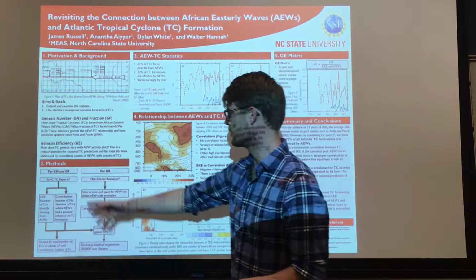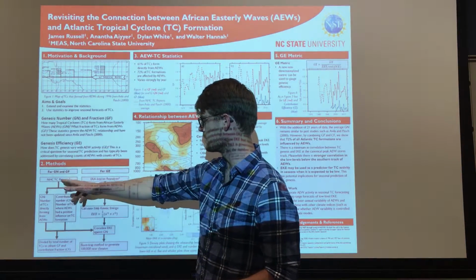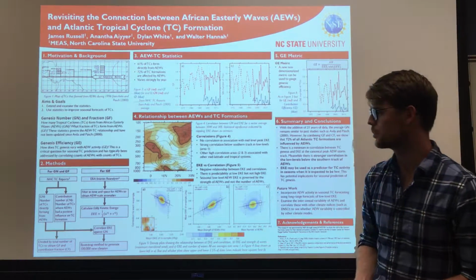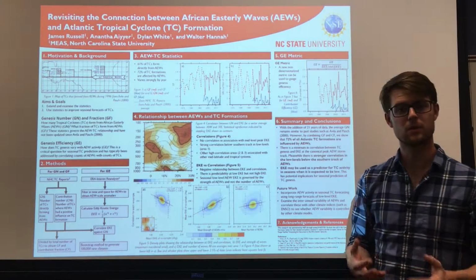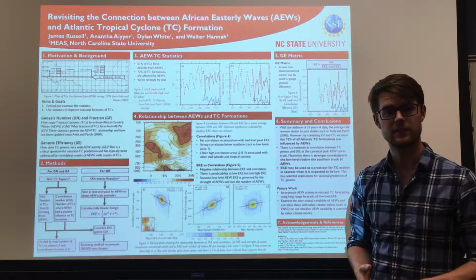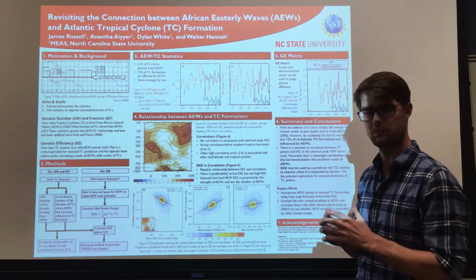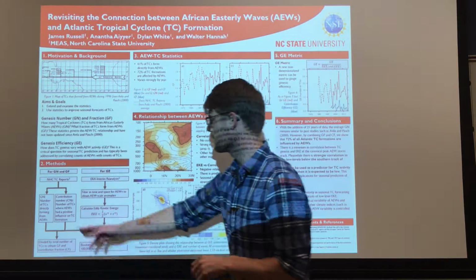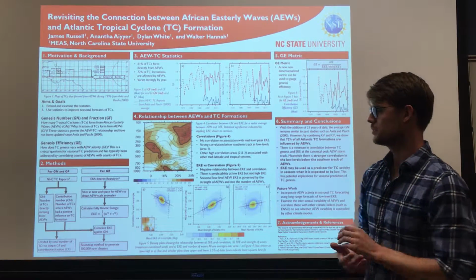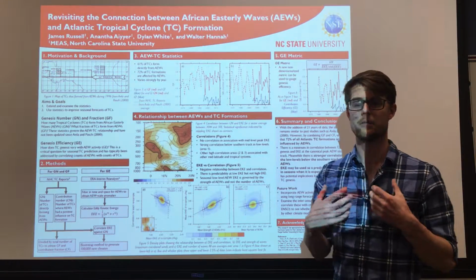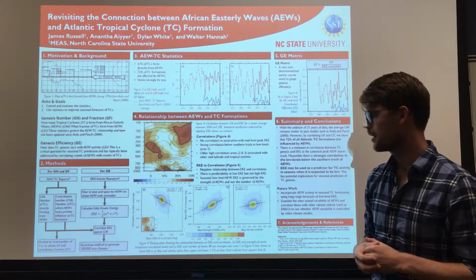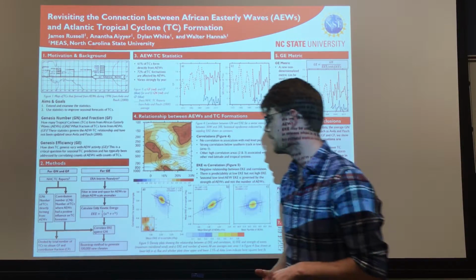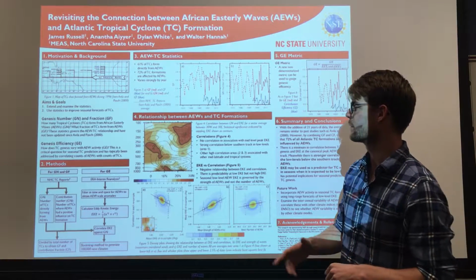So what we're going to do is define a number of numbers, and these are all derived from the National Hurricane Center tropical cyclone reports. First is the genesis number, which is the number of tropical cyclones directly forming from African easterly waves, so where the African easterly wave is the main precursor. The second is the contribution number, which is the number of tropical cyclones where African easterly waves had a positive influence on tropical cyclone formation. And then we divide these by the total number of tropical cyclones to gain a fraction.